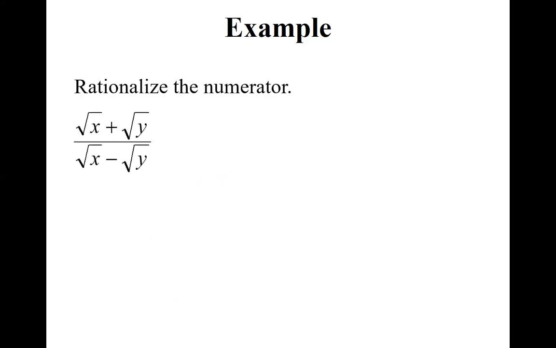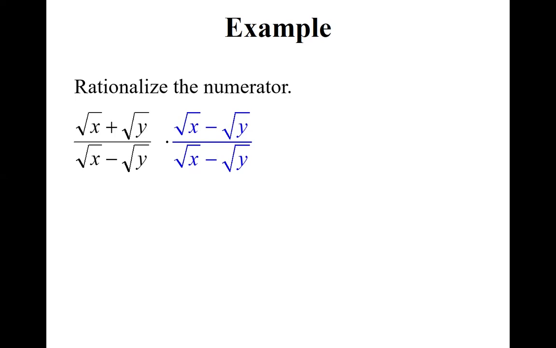Rationalize the numerator of the square root of x plus the square root of y over the square root of x minus the square root of y. We want to get rid of the radicals on top. Since the top is plus, the conjugate will be minus. Let's multiply by the square root of x minus the square root of y over itself. This is 2 special formulas. On top, we set up the difference of squares. On bottom, we set up squaring the binomial.